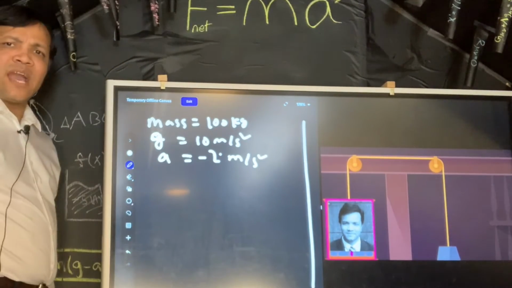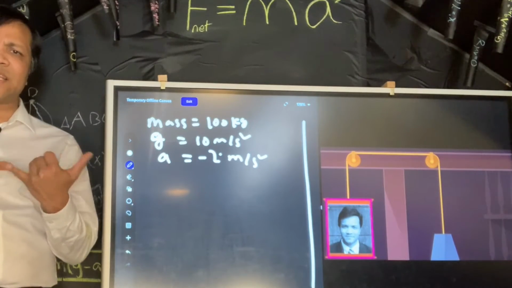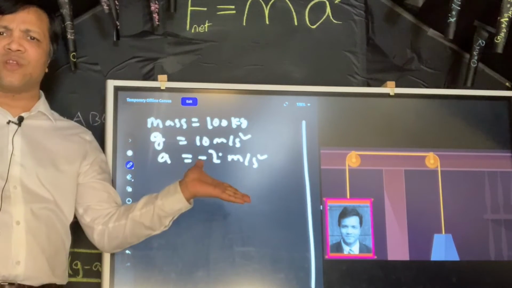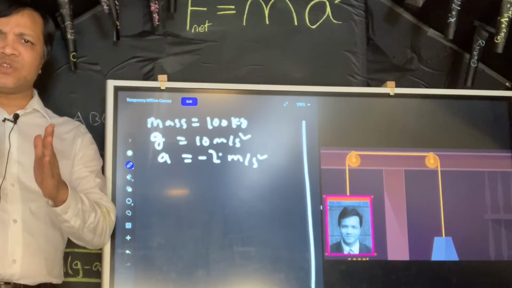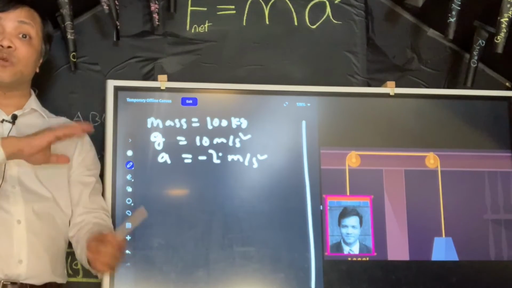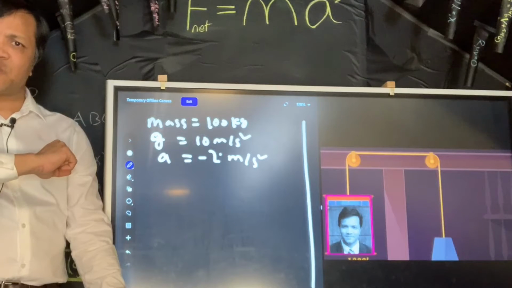And we want to find whether the person feels heavier or lighter. Well, the person will feel lighter because there is an apparent weight loss. How much apparent weight loss? We don't know, we're going to find out. In this case, just like the first scenario, the scale will read normal force. The scale will never read the weight force. So let's find out the normal force first.